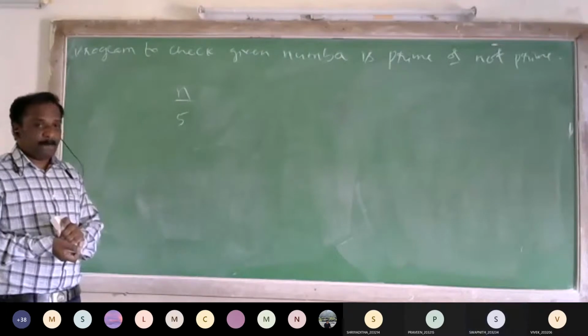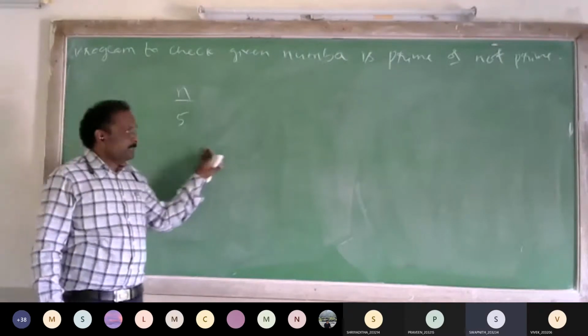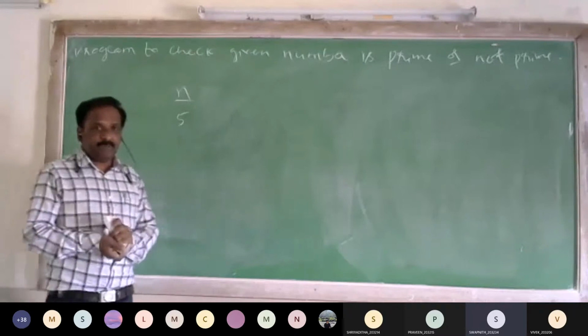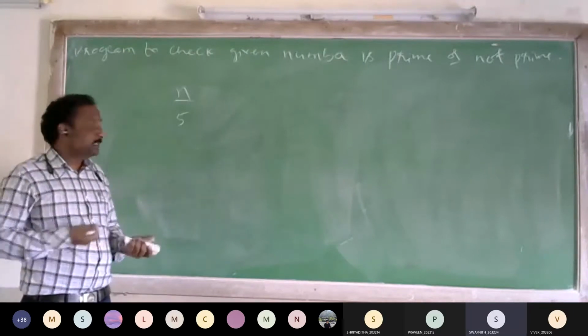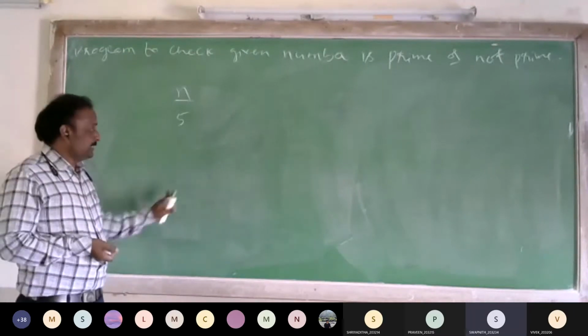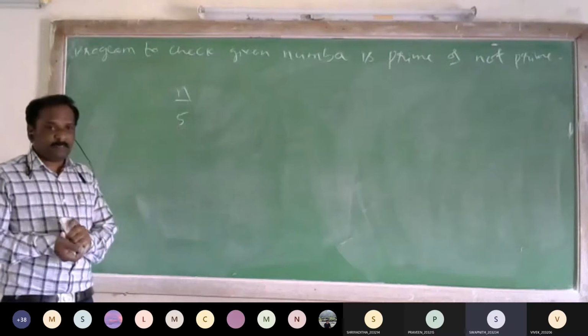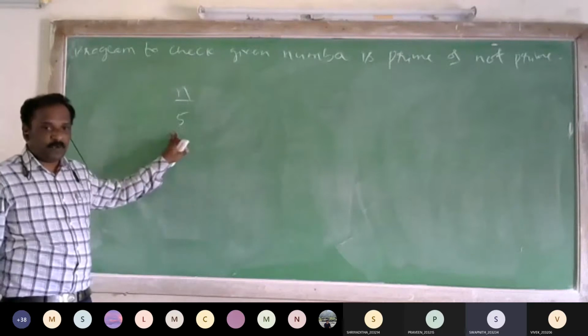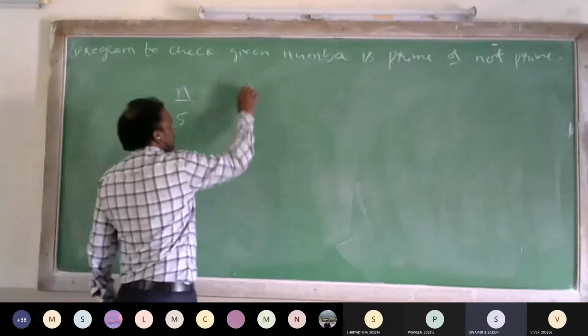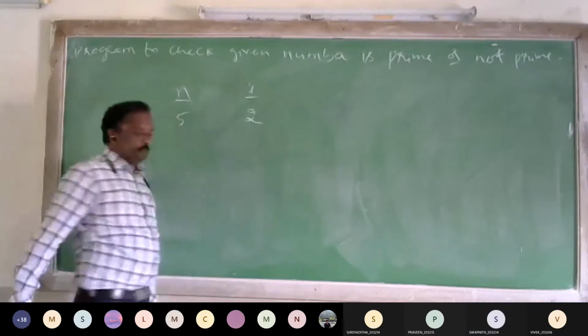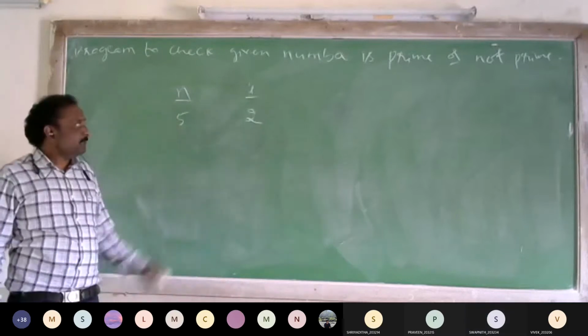So what is a prime number? A prime number is the number which is divisible by 1 and itself. All the numbers are divisible by 1. So I will start the division by 2.